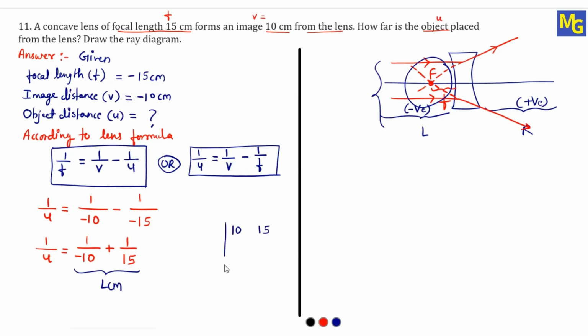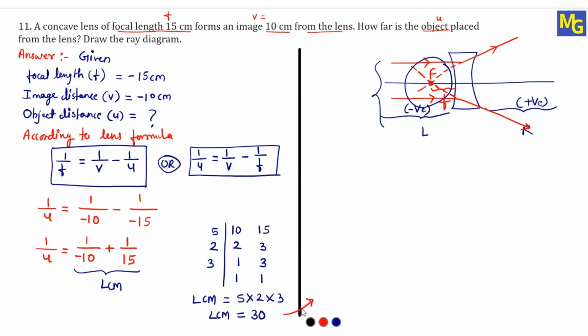Here I'll write 15. I'll take the prime number 5. 5 2s are 10. 5 3s are 15. Then 2 1s are 2. 3 as it is. Then 3 1s are 3 and this 1 is as it is. So LCM is equal to 5 into 2 into 3. So what will I get here? 5 2s are 10, 10 3s are 30. So therefore LCM is equal to 30. So we got our LCM.